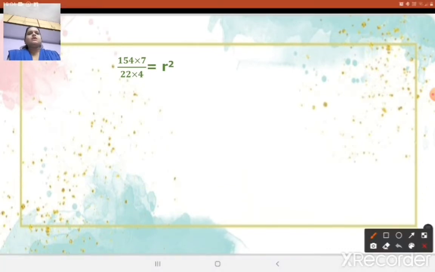154 into 7 upon 22 into 4. Do you remember, in every period I am telling you, please learn the 22 table by heart, because in each and every sum, as we are applying the pi value as 22 by 7, we require the 22 table. So if you learn the 22 table by heart, it will be easy for your calculation. Now you can see here, I can cancel directly, as 22 ones are 22, 22 sevens are 154.